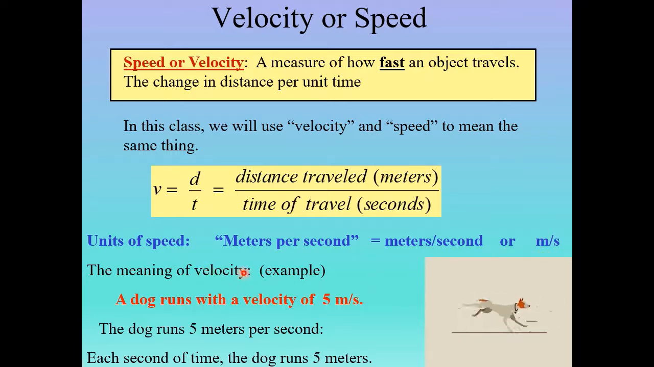So for the meaning of velocity, let's just take an example here. Here's our dog running along. Let's say this dog is running with a velocity of 5 meters per second. Well, what does that mean? It means the dog runs 5 meters per second. In other words, each second of time, the dog runs 5 meters.